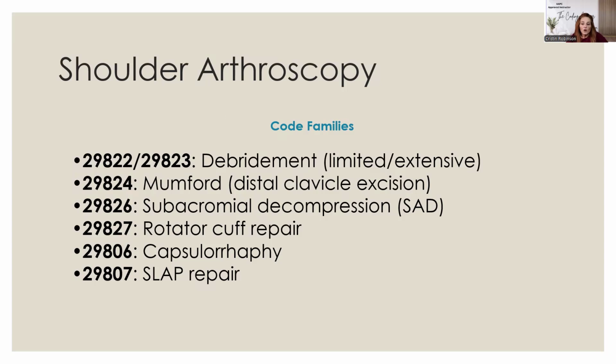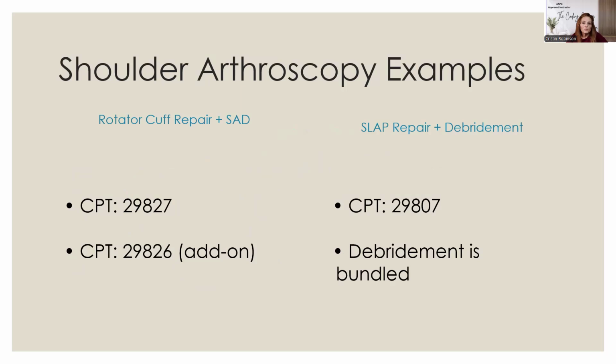The SAD code, or 29826, is an add-on code and cannot be billed alone. And debridement is often bundled when performed with repairs. Some shoulder arthroscopy examples: rotator cuff repair plus SAD. The CPT code would be 29827 and 29826, which is the add-on code.